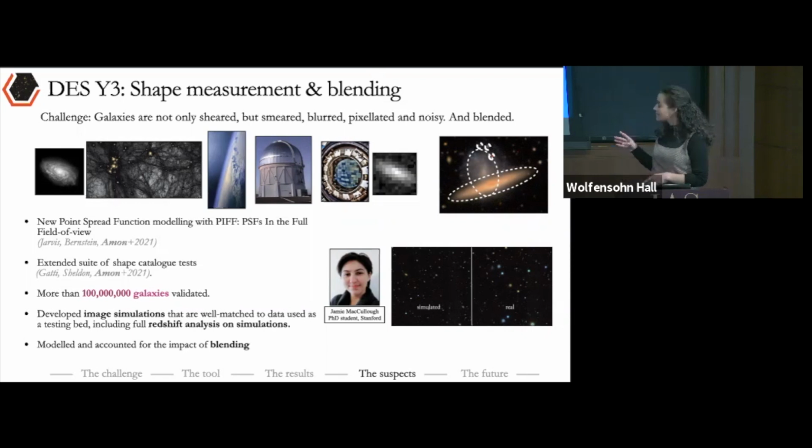So I advised another graduate student. I didn't mention Justin Miles in the redshift slide. Justin Miles is a graduate student who I had the absolute pleasure of advising at Stanford. He is fantastic, and he led the redshift analysis in DES.